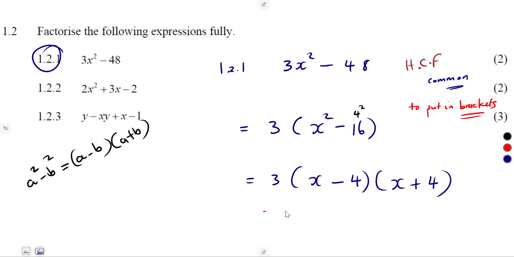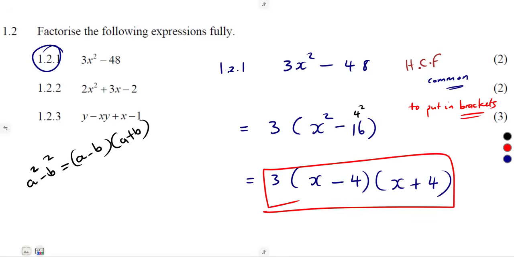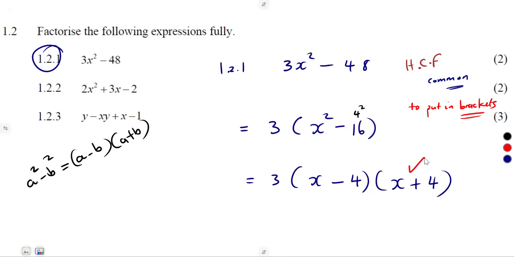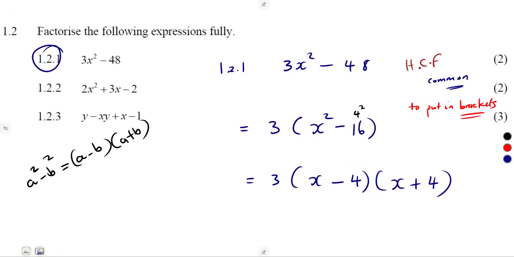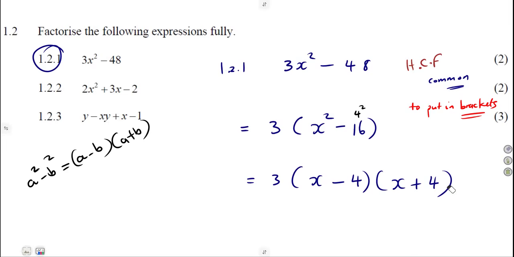So it does not matter the order here. You started with the first, with the x plus 4 or the x minus 4. The order does not matter. You can start with anyone. All right. So as long as we've got these two brackets and a 3, it is fine. The order does not matter.